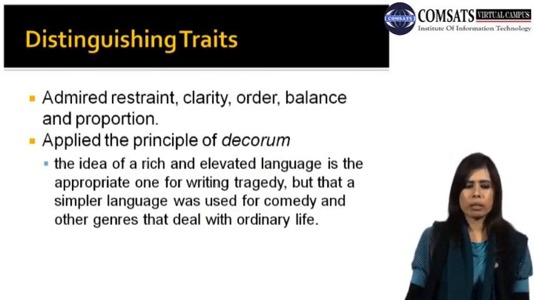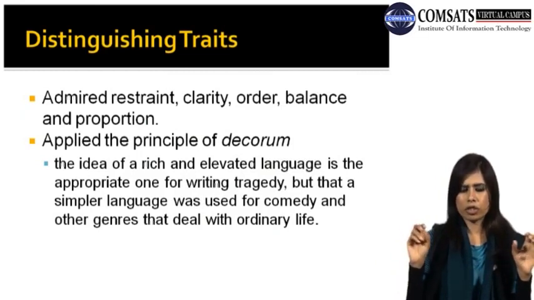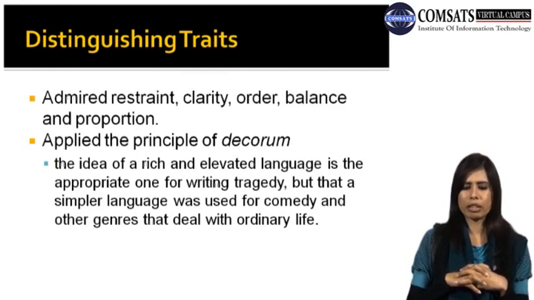Distinguishing traits: they admired restraint, clarity, order, balance and proportion. So basically these are some of the characteristics of later 17th century literature. They applied the principles of decorum. Basically, this decorum is the idea that a rich and elevated language is the appropriate one for writing tragedy, but that a simpler language was used for comedy and other genres that deal with ordinary life.